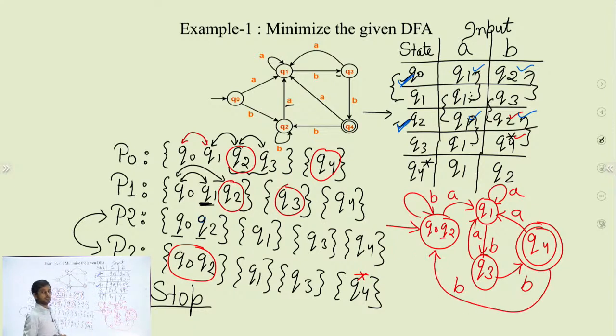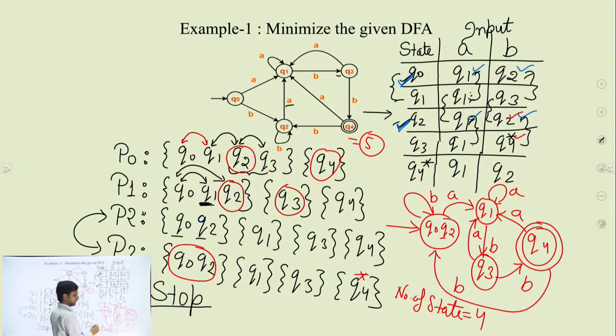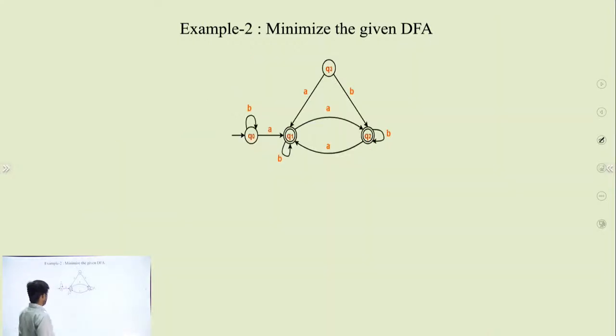So this is the minimized DFA. Here the number of states is 4, and here the number of states is 5. So this DFA is the minimized DFA. Fine. Next, see the next example.